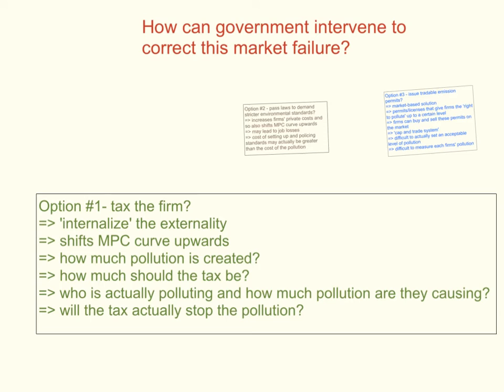So how can the government intervene to correct this market failure? How can the government correct this over-provision of that good or service that's causing negative externalities? There are three options. Let's take a look and discuss each option. The first option is to tax the firm. Okay, this is a way of internalizing the externality. This is a way of shifting the marginal private cost, the MPC curve, upwards.